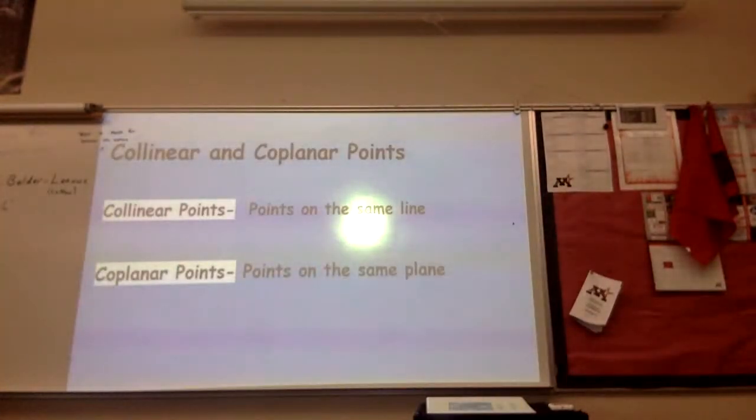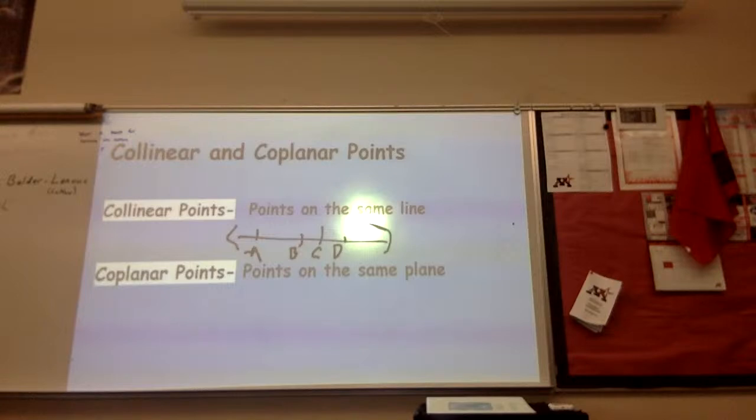All right. So collinear and coplanar. Collinear points are points on the same line. So what that looks like is if I made a line, and I have 4 points on it, let's just say A, B, C, D. Those points are all collinear points because they are on the same line.